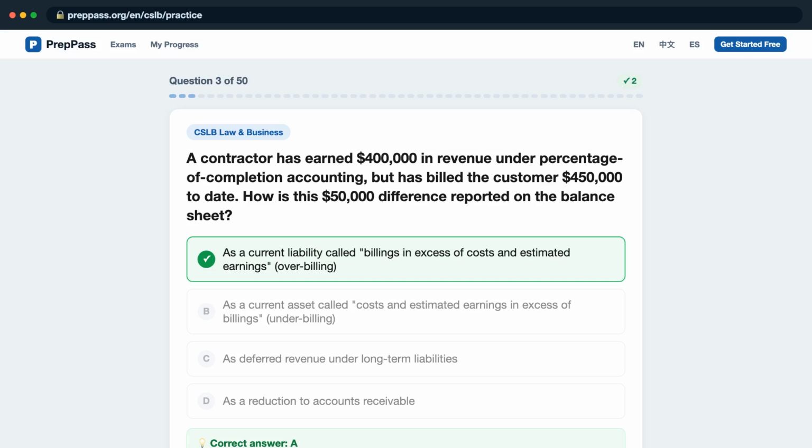The correct answer is A. When billings exceed earned revenue, the difference is overbilling and is reported as a current liability, billings in excess of costs and estimated earnings, because the contractor effectively owes the customer work for amounts already invoiced.